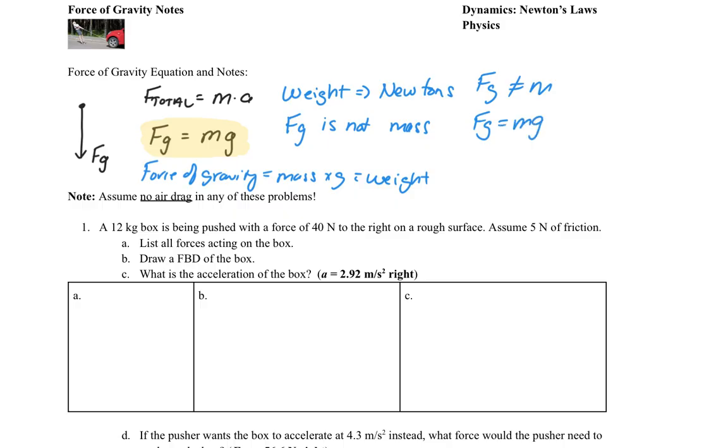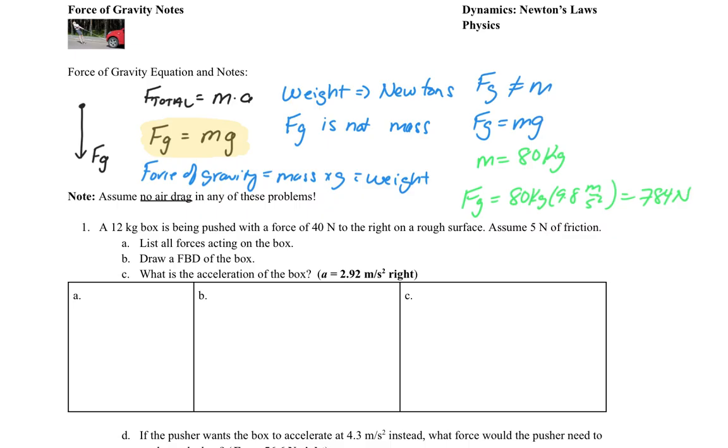So for instance, if we have an object with a mass of, let's just pick 80 kilograms, we could find the force of gravity on that mass, because we would just take 80 kilograms times 9.8 meters per second squared, and we would get 784 newtons.